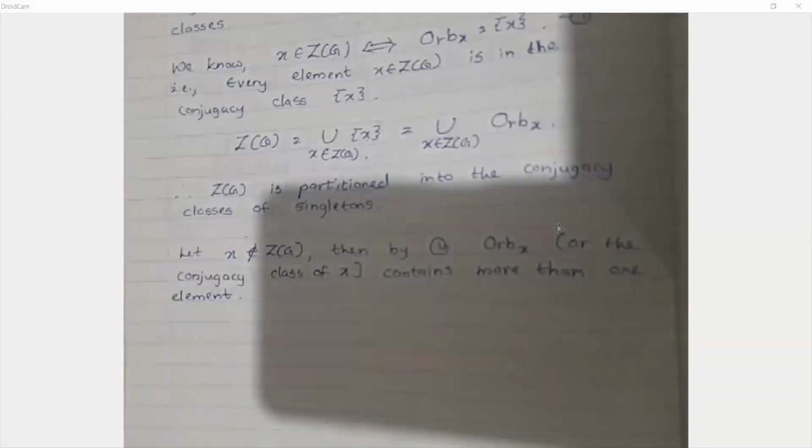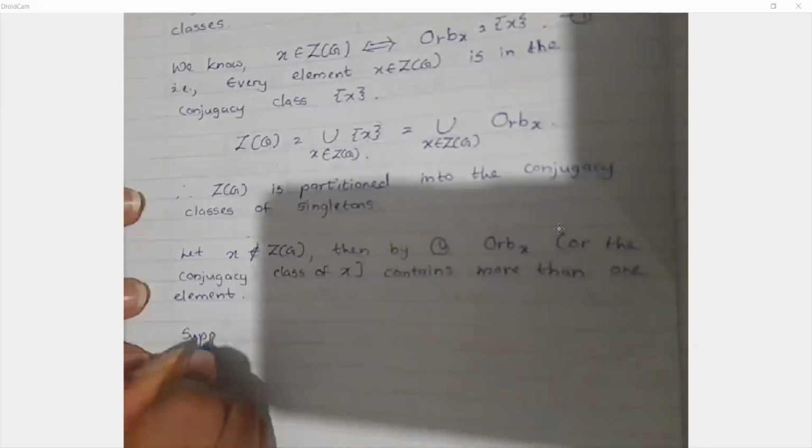Right. Now we are trying to build the class equation here, right? So we have elements that are coming from the center and elements that are outside of the center. If the element is inside the center, the conjugacy class contains just that element. If it is coming from outside of the center, then the conjugacy class of that particular element, or the orbit of that particular element, must contain more than one element.